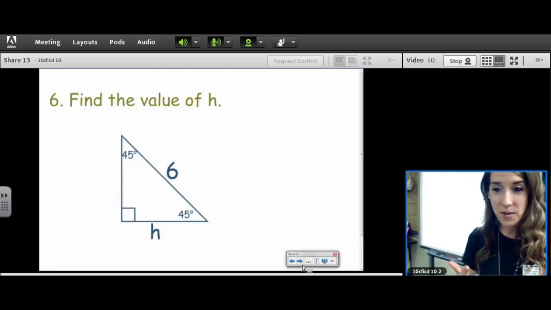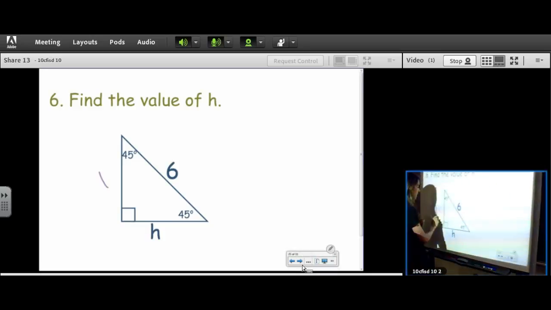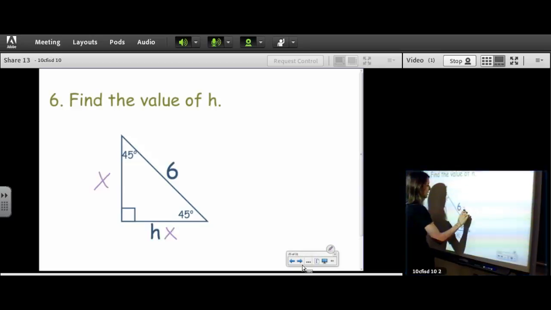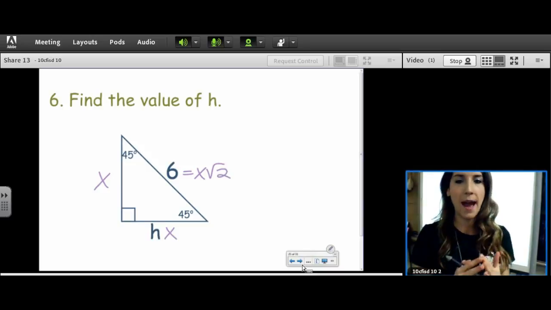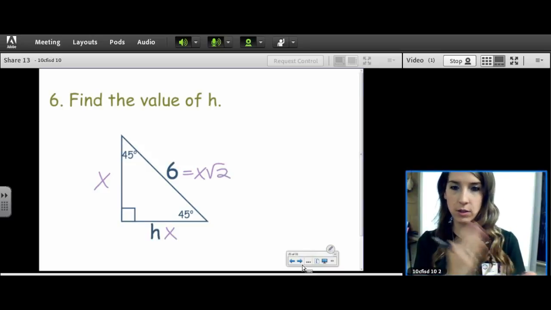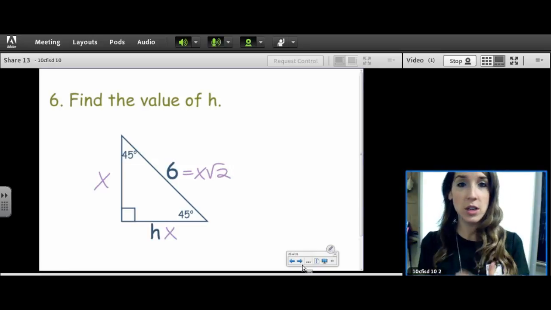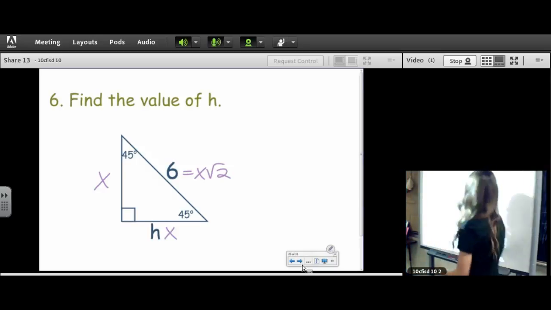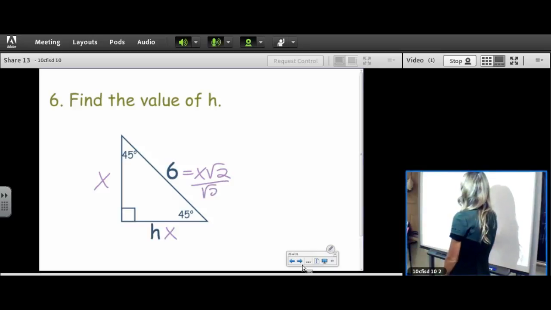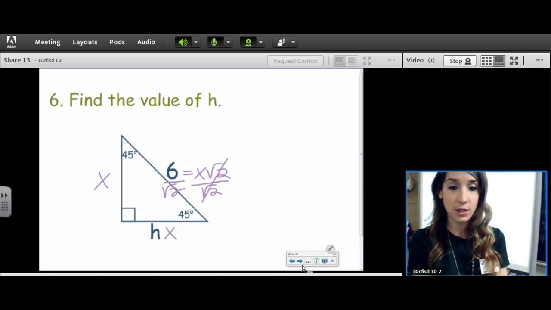Okay, so if you don't know where to start, you can always write your pattern on the picture. I don't know where to start, so I'm going to write x, x, x root 2. We are always safe with using our pattern. 6 is not our x. It's our x root 2. But remember, when we don't know what to do, we can just solve this as if we're solving an equation. So the way to solve for x is to divide both sides by root 2.